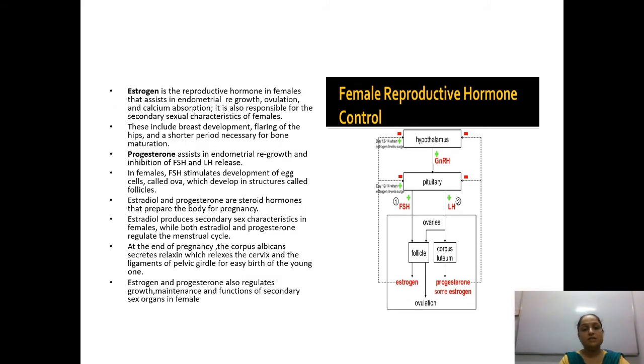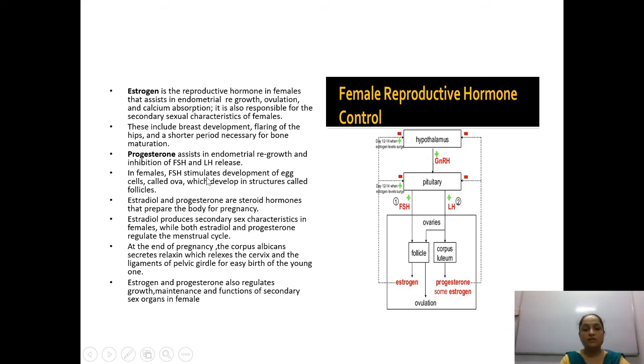Next, estrogen is the reproductive hormone in females that assists the endometrial regrowth, ovulation and calcium absorption. तो ये estrogen का role है. It is also responsible for the secondary sexual characteristics of females. Secondary sexual characteristics जब हम बात करते हैं, then these are breast development, flaring of the hips, the part is getting broadening, and the shortened period necessary for the bone maturation. Bone maturation is also required in case of females, so calcium is a very important factor. Now progesterone assists the endometrial regrowth and inhibition of FSH. तो FSH को inhibit करने का काम भी होता है और LH release करने का.